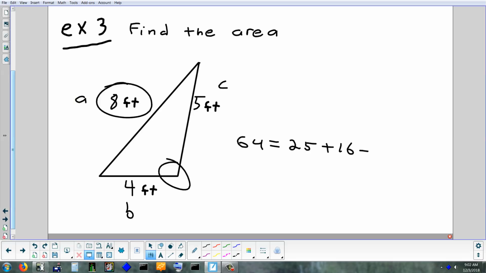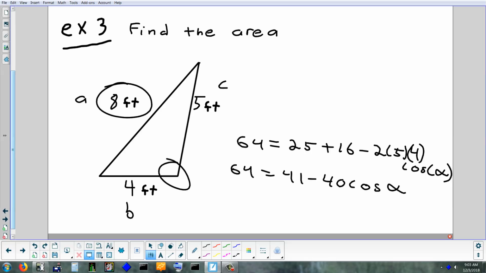minus. Now something comes after that. What comes after the minus? Yep, 2 times 5 times 4 times the cosine of alpha. So now we have a trig function with an angle inside it we don't know. Mike already mentioned at the very end how we're going to have to solve it. We've got to use inverse trig. But let's simplify first. 25 plus 16 gives me 41. So 41 minus 40, because 2 times 5 is 10, times 4 is 40, cosine alpha.